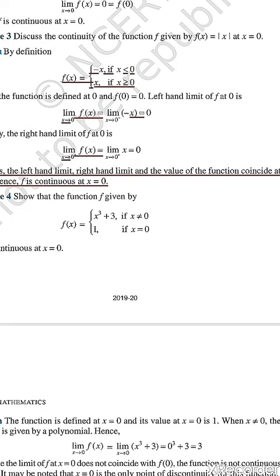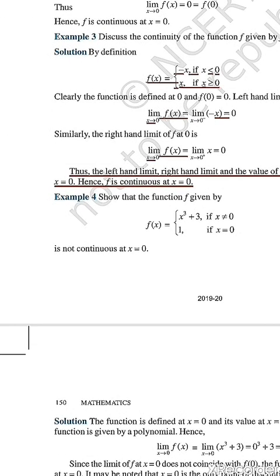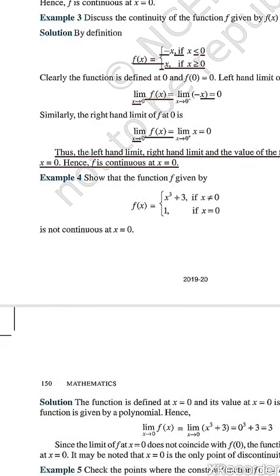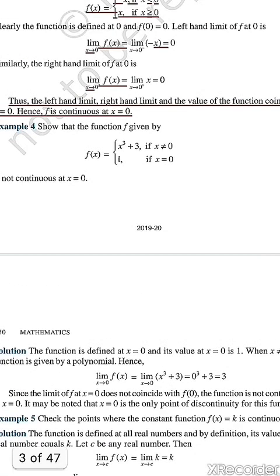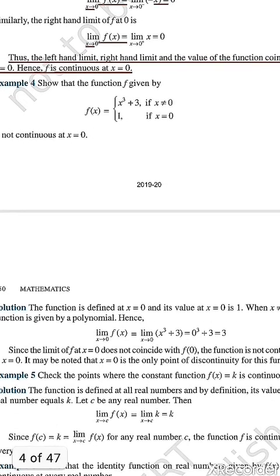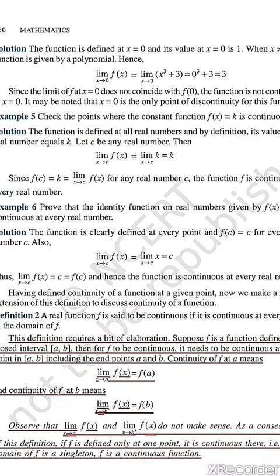Now see example 4. f of x equals x cube plus 3 when x is not equal to 0, and it equals 1 when x equals 0. We have to show that it is not continuous. The breakage point is 0. Now limit as x tends to 0 of f of x, either from the right hand side or from the left hand side, the function remains the same because x is not equal to 0. So we put only one function here and we get the answer 3. And what is f of 0? By putting in the point, f of 0 is 1. So the left hand limit and right hand limit are the same, but f of 0 is 1, which is not equal. So this function is not continuous.